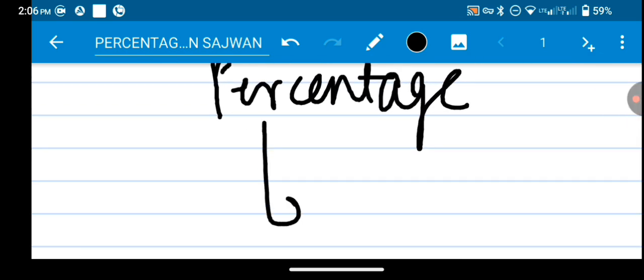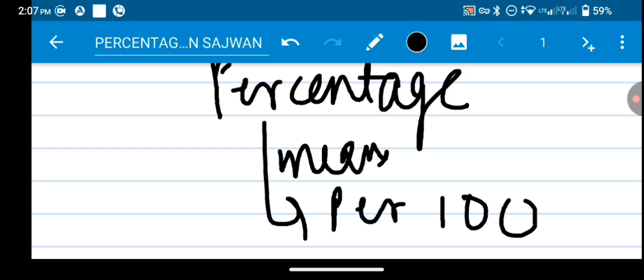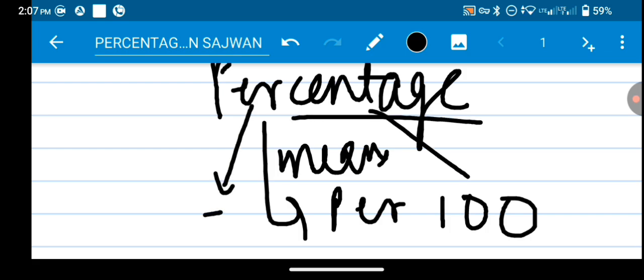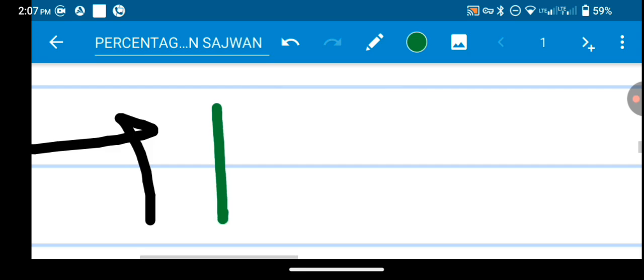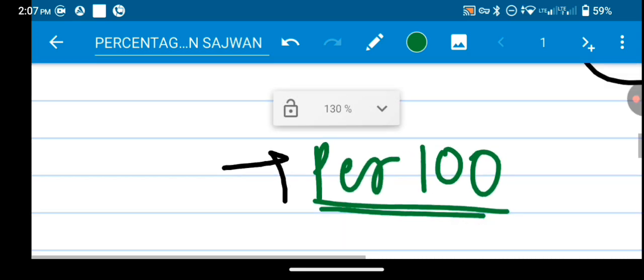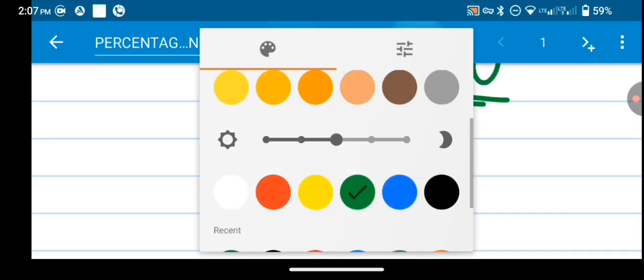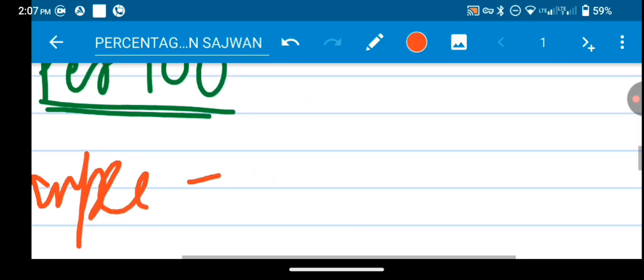Percentage means per hundred. Per comes from here, and centage comes from century, 100. So percentage means per 100. If we take an example, suppose 25%.